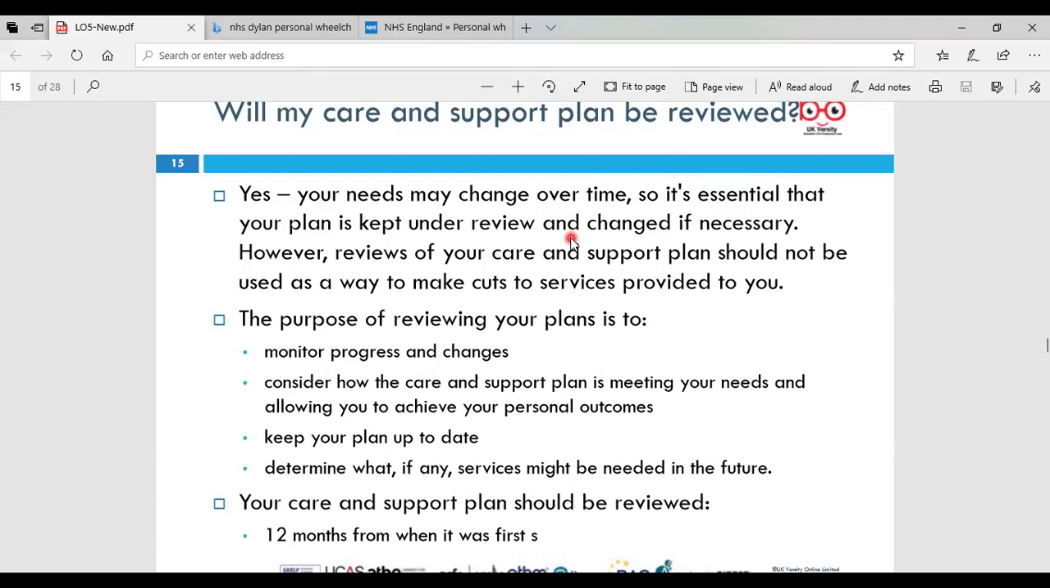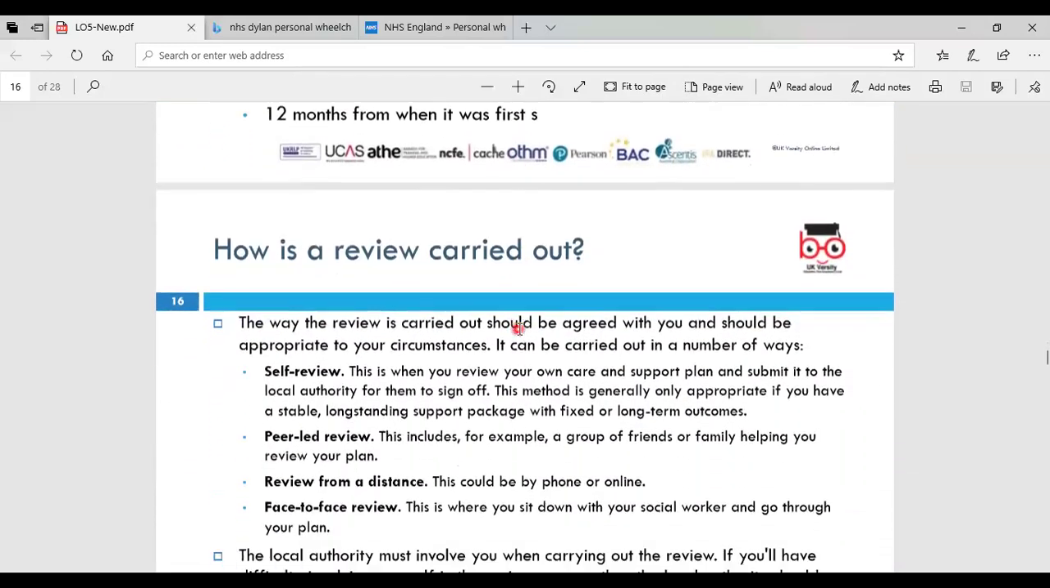So if that's a wheelchair requirement, for instance, and it did not work, you're not excluding that wheelchair from the next care plan. You're just altering it, maybe because the wheelchair that you provided was not supportive enough. Consider how the care and support plan is meeting their needs and allowing them to achieve their personal outcomes. They can have several outcomes, which is again according to them. Keep their plans up to date and determine what, if any, services might be needed in future. The care and support plan should be reviewed every 12 months from when it was first implemented.